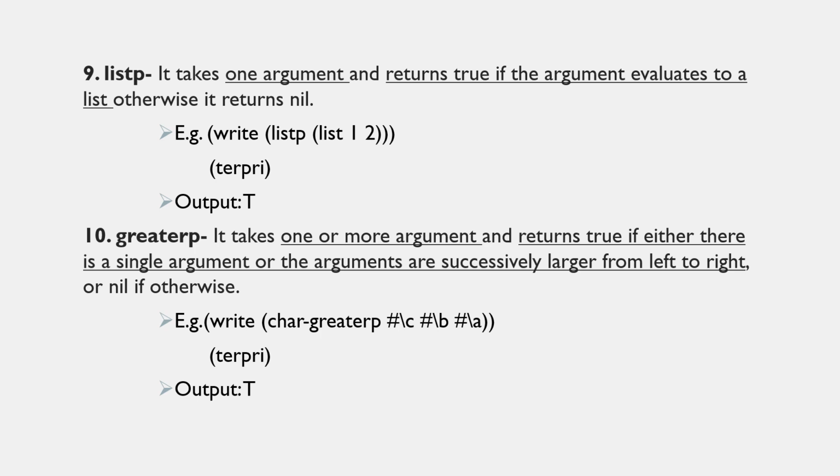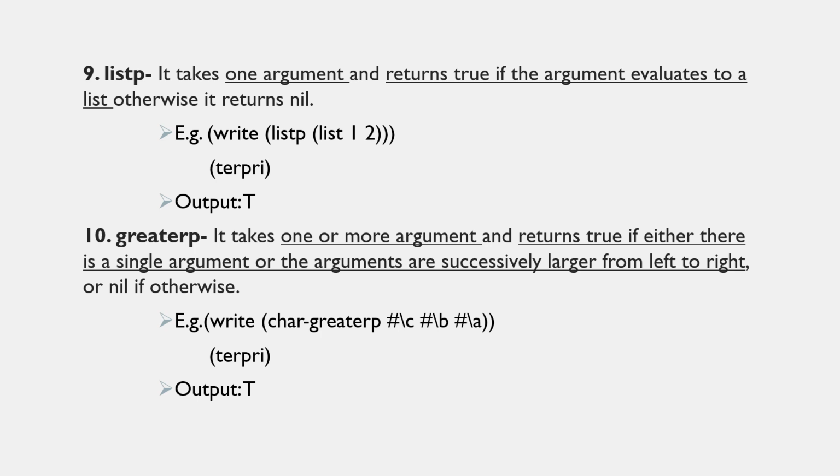Next predicate is listp. It takes one argument and returns true if the argument is a list. Now a list can be like an array with some values. So here if it is a list, you get a true value, and if it is not a list, you will get a nil value. Write listp, list 1, 2. So here the value provided is a list with two values, 1 and 2.